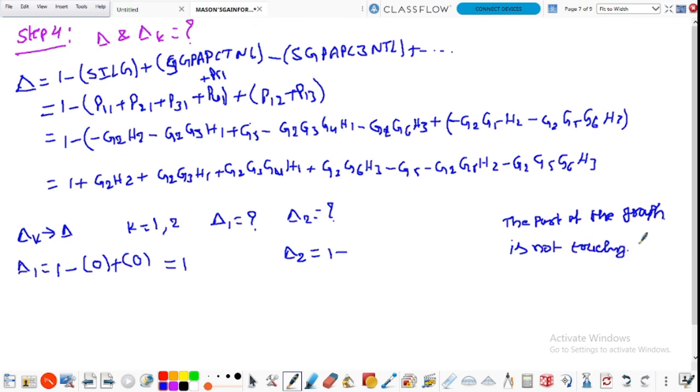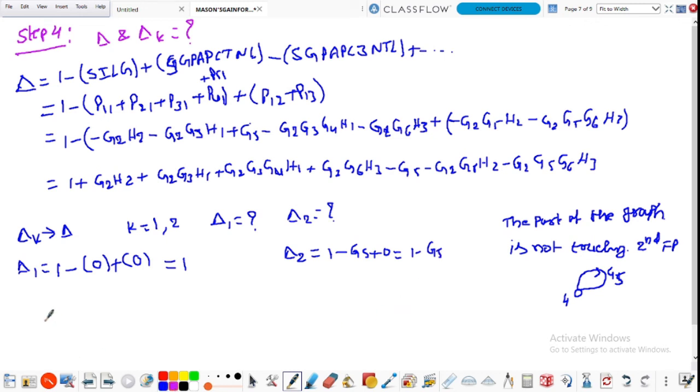This part is not touching the second forward path. So what is that non-touching loop? This loop is not touching the second forward path. What is its gain? This loop gain is G5. Therefore 1 minus the sum of individual loop gains G5, plus there are no possible combinations of two non-touching loops, that is 0. So delta 2 is equal to 1 minus G5. So that is delta 1 and delta 2.